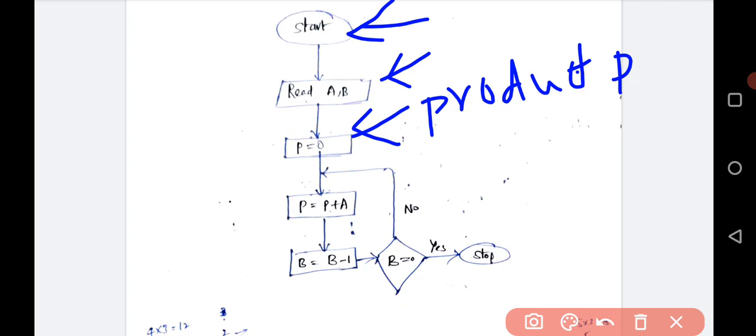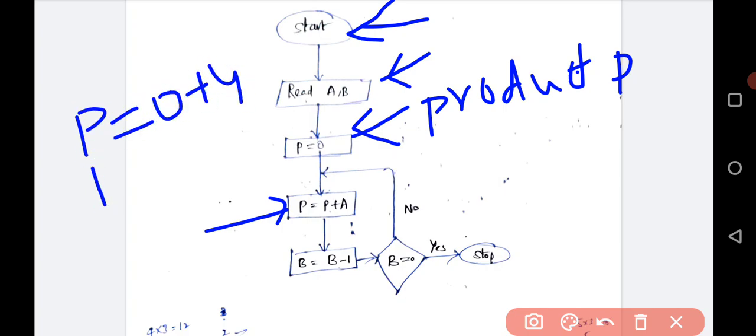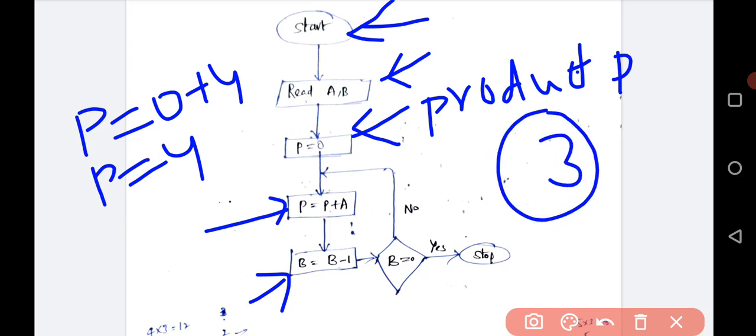Initially P is equal to 0. If any data is present in the register P from before, we have to clear that, so for that purpose P is equal to 0. Initially P is 0, right? So 0 plus 4, we can get P is equal to 4, right? After that, B is equal to B minus 1. That means whatever signal we are taking, 3 is the control signal. First of all, 3 is decremented by 1, and we get the value 2.